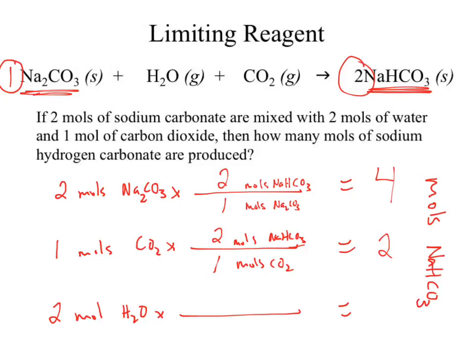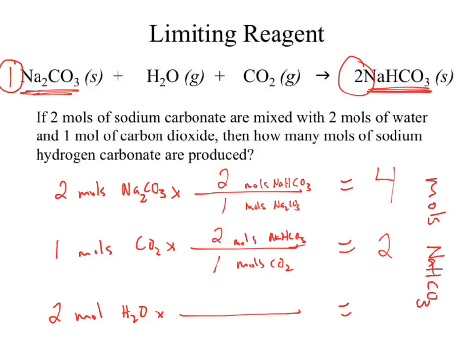So let's ignore water for the moment. What is the maximum amount of sodium hydrogen carbonate I can make? 2. I cannot physically make 4 because I've run out of CO2. I've only got enough CO2 to make 2 moles. To make that next 2, I literally do not have enough CO2. I do not have enough wheels, or I do not have enough frames to continue to make. Okay?